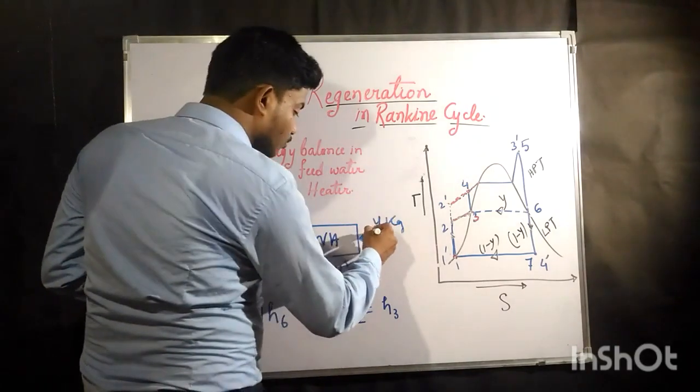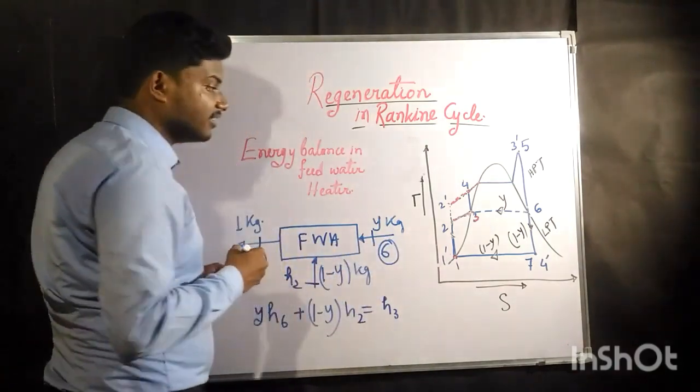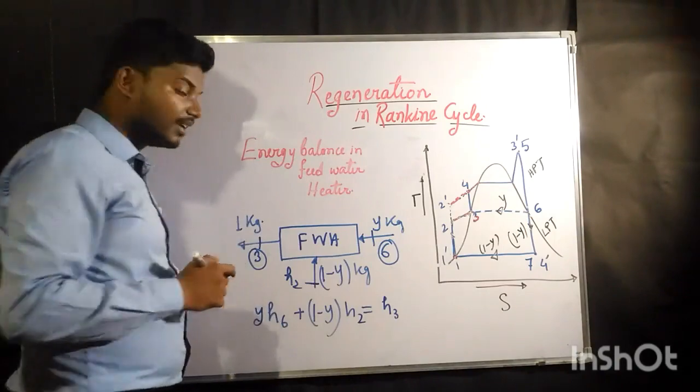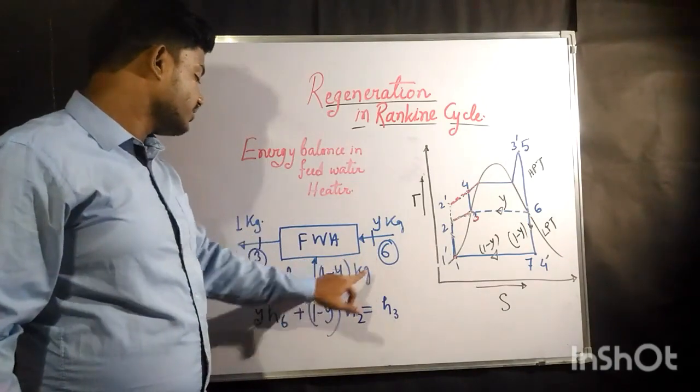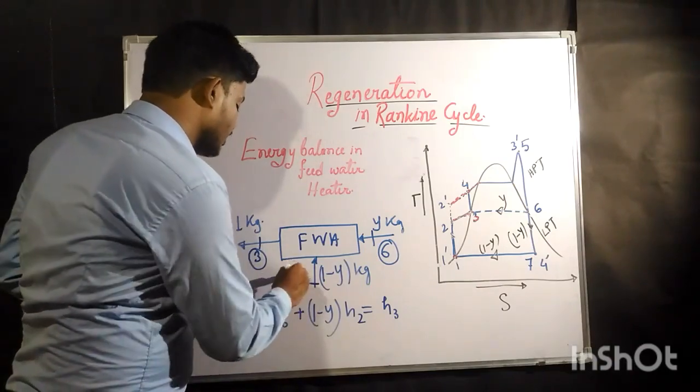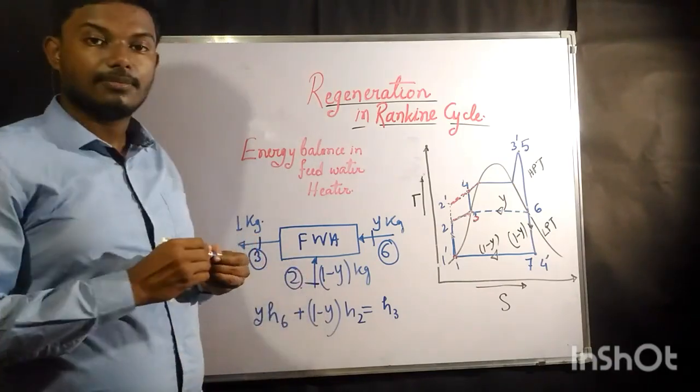And where does Y come from? Y comes from point 6. From point 6 it comes to the direct feed water heater. So this is point 6, this is going to be point 2 and this is going to be point 3.